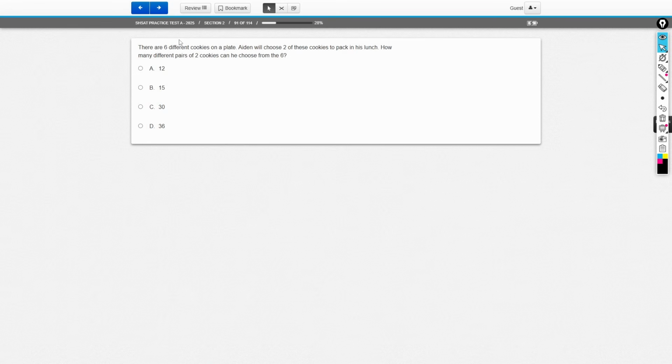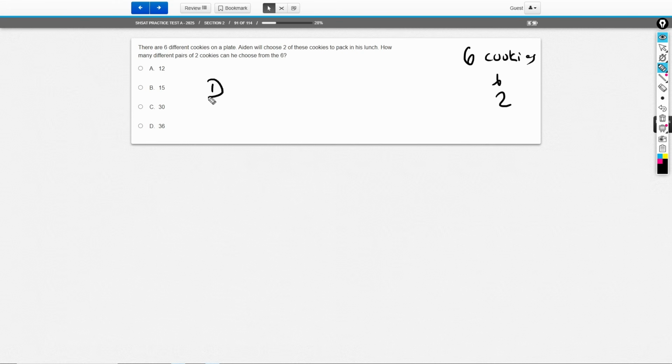All right, we know that there's 6 different cookies on a plate, and Aiden's going to choose 2 of these cookies to pack in his lunch. How many different pairs of cookies, emphasis on the word pair, of 2 cookies can he choose from the 6? So in this case, whenever you want combinations, first of all, how many choices are you making? He has 6 cookies, but he's only bringing 2. So he has to make 2 choices.